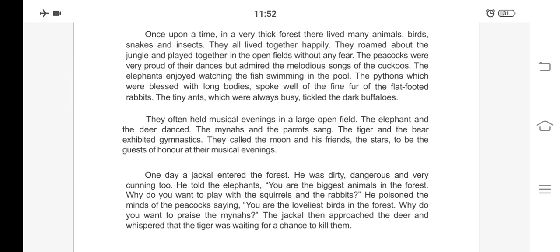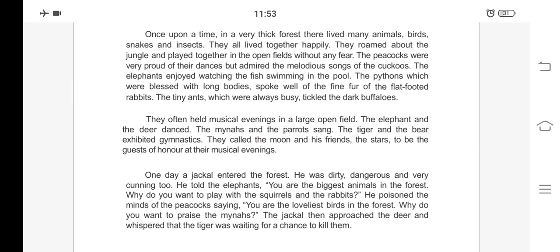And the peacocks were very proud of their dances but admired the melodious songs of the cuckoos. Normally, we all know that when peacocks dance, it looks very beautiful. So they are saying that the peacocks are very proud of their dances, but they admired the melodious songs of the cuckoos. Admired means to respect or like somebody. Even though they are proud of their dance, they respect the melodious songs of the cuckoos.